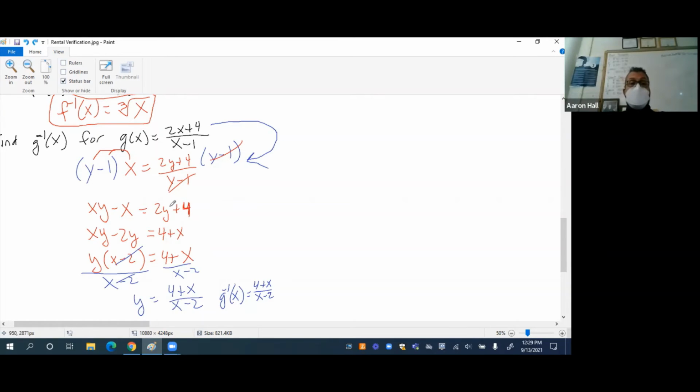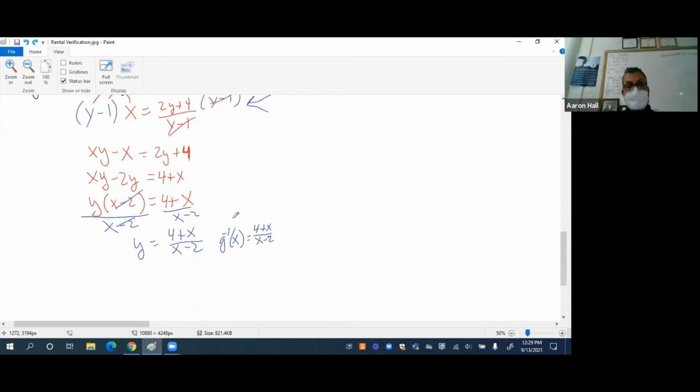Because you want all of the terms with y on one side, all the terms with not y on the other side. Right, okay. Which gets you xy minus 2y equals 4 plus x. You then factor y out of xy minus 2y to get y times x minus 2, which is equal to 4 plus x. You then divide both sides by x minus 2.